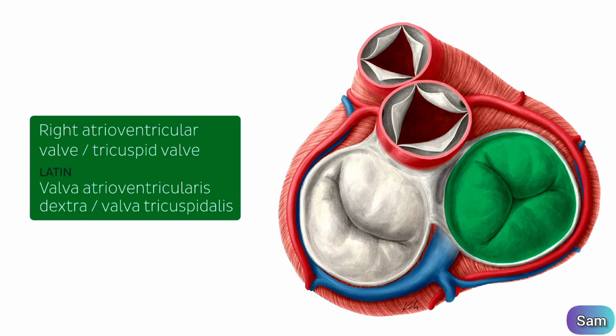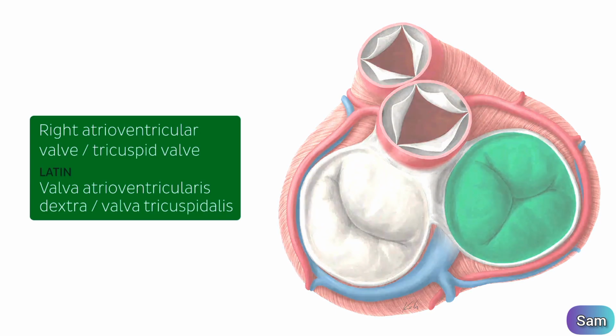The normal tricuspid valve usually has 3 leaflets, as you can see here, or 3 flaps, and 3 papillary muscles. They are connected to the papillary muscles by the chordae tendineae, which lie in the right ventricle.